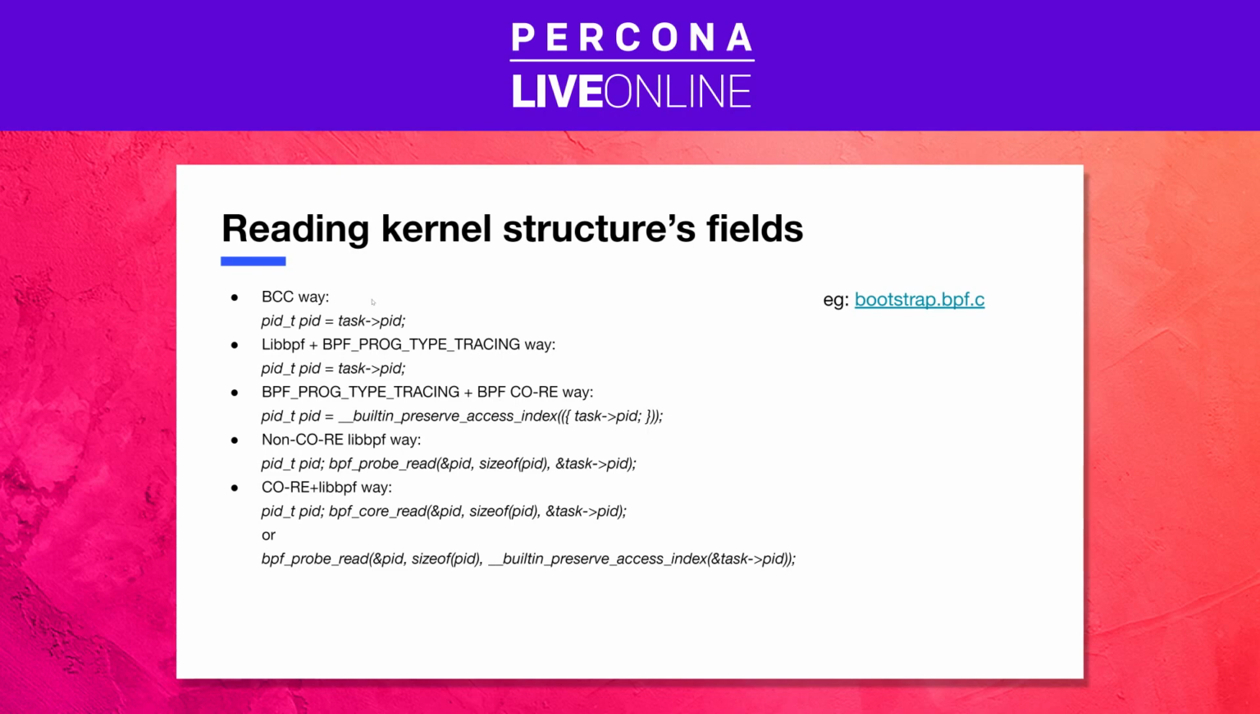The BCC way: BCC will conveniently rewrite task->pid into a call to bpf_probe_read, which is great, though sometimes it might not work, depending on the complexity of the expression used. With libbpf, because it doesn't have BCC code rewriting magic at its disposal, there are a few ways you can achieve the same result.